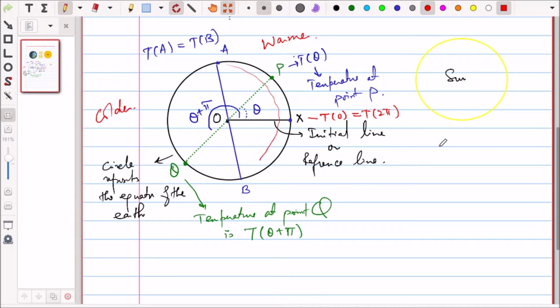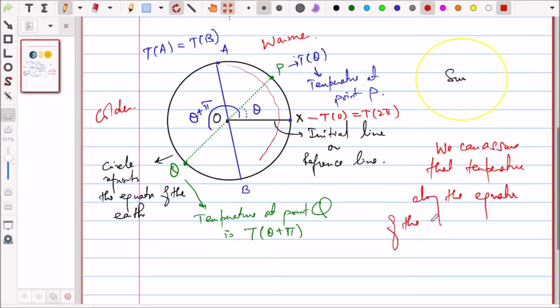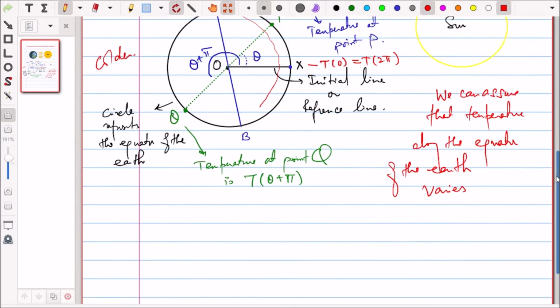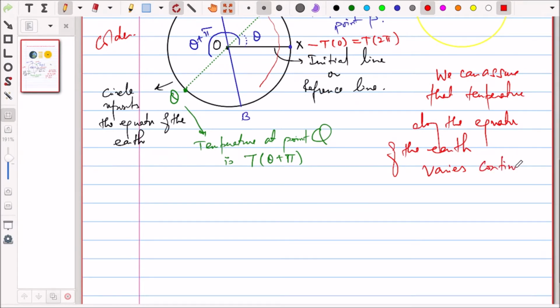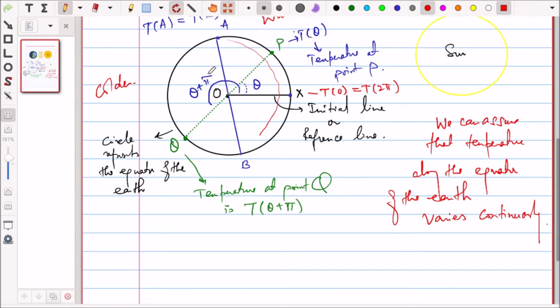So we can assume that the temperature along the equator of the earth varies continuously. So we are assuming that the temperature across the equator of the earth varies continuously. Now we can define a temperature function which can represent the temperature at each point of the equator.